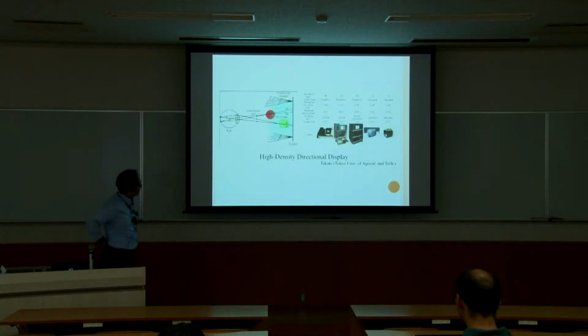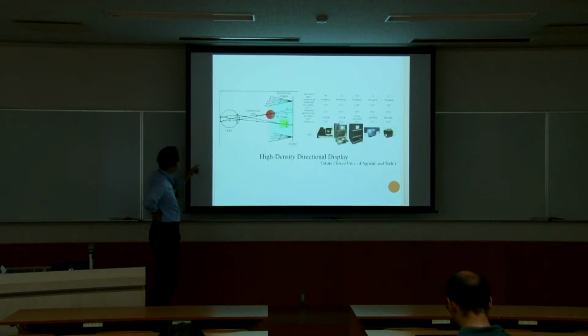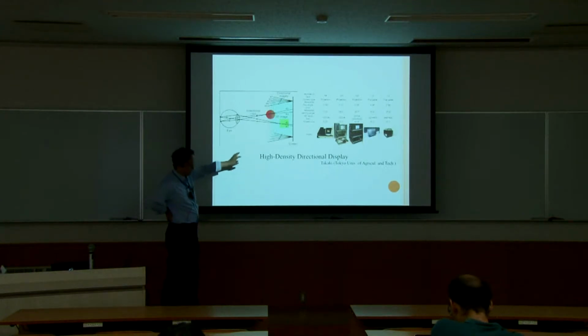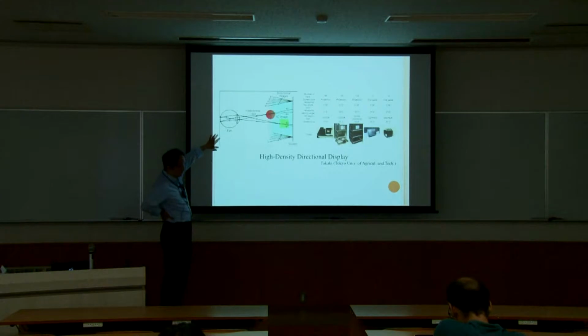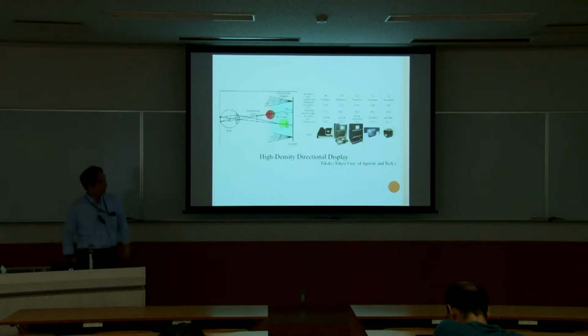And this is about 2000. Professor Takaki of Tokyo University of Agriculture and Technology invented this very interesting 3D display. He used a very high number of projectors. In this case, 128 projectors are used, projecting 128 images on one screen, and we can see 128 view images. This is called a high density directional display.